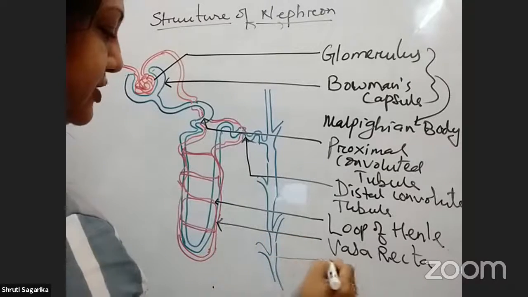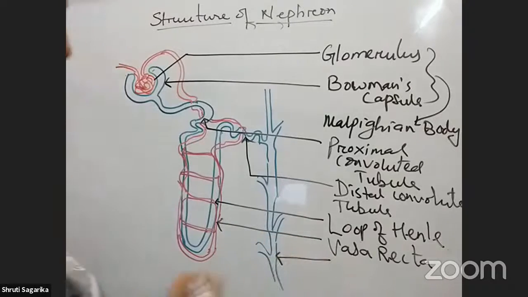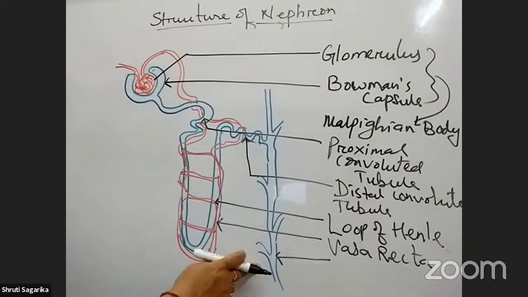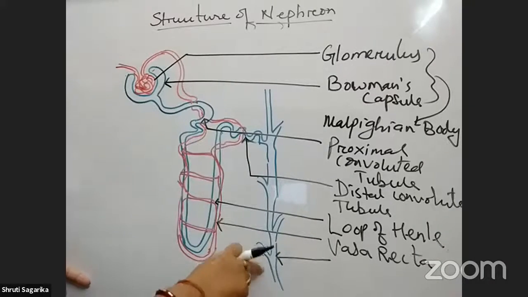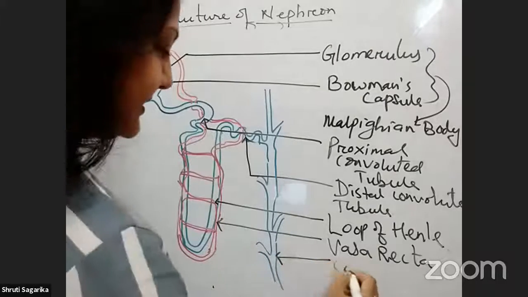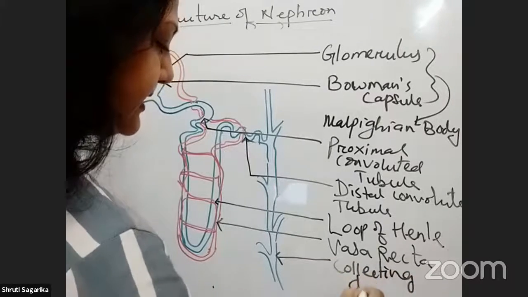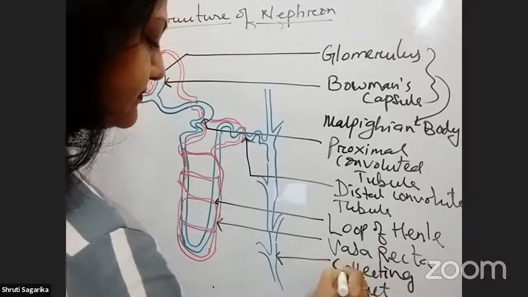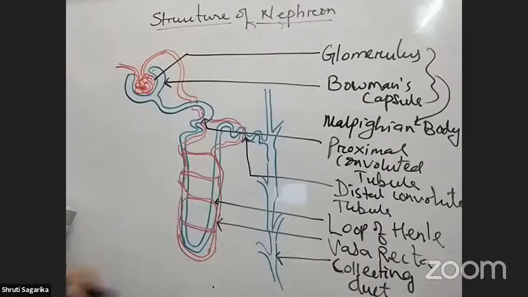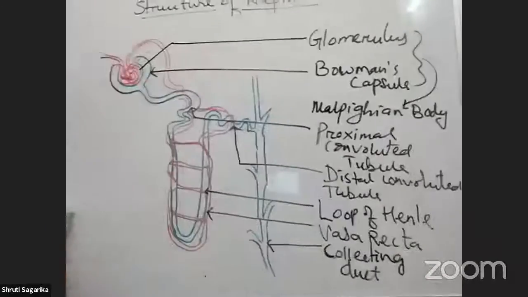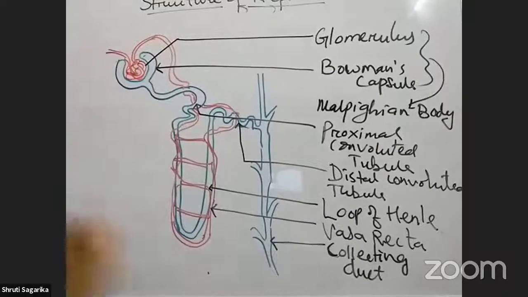Okay, so this is vasa recta. What is this tube called, where the nephron is joining? This one. It is the collecting duct. Okay. Is it visible or not? Yes, ma'am. Collecting duct. Right.